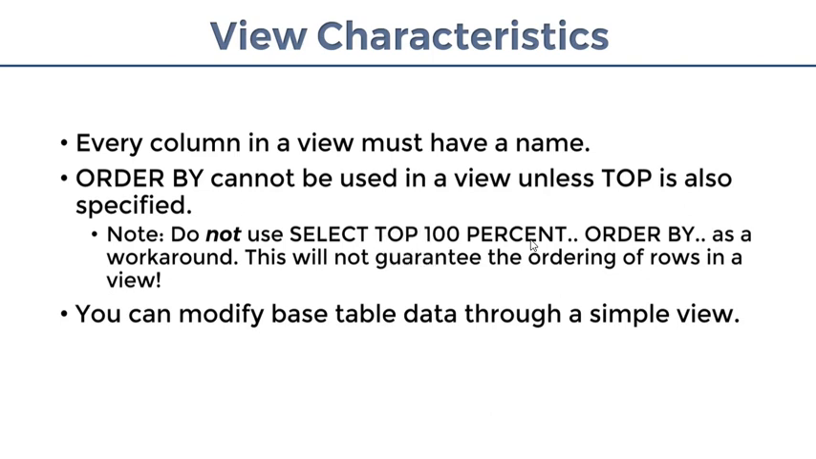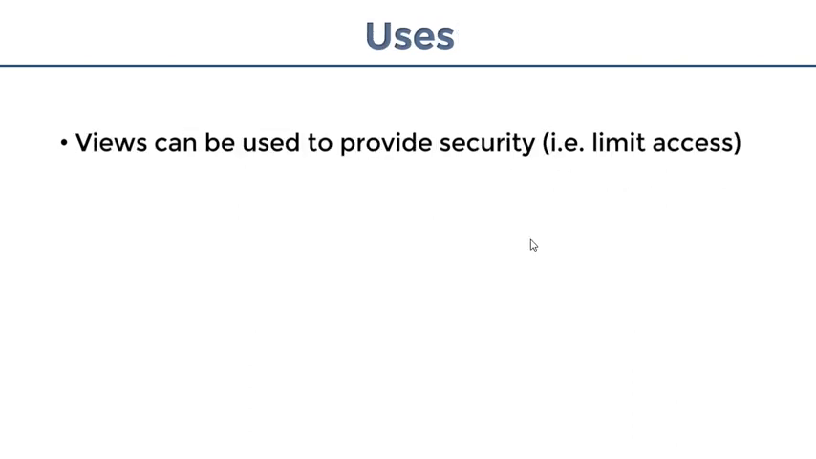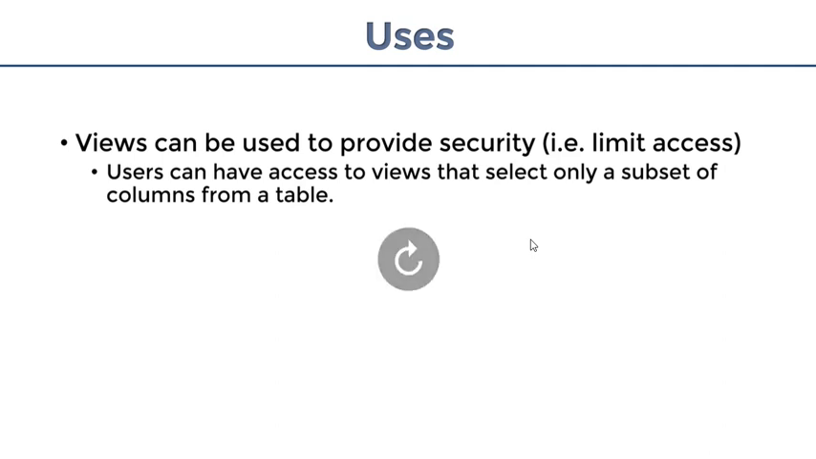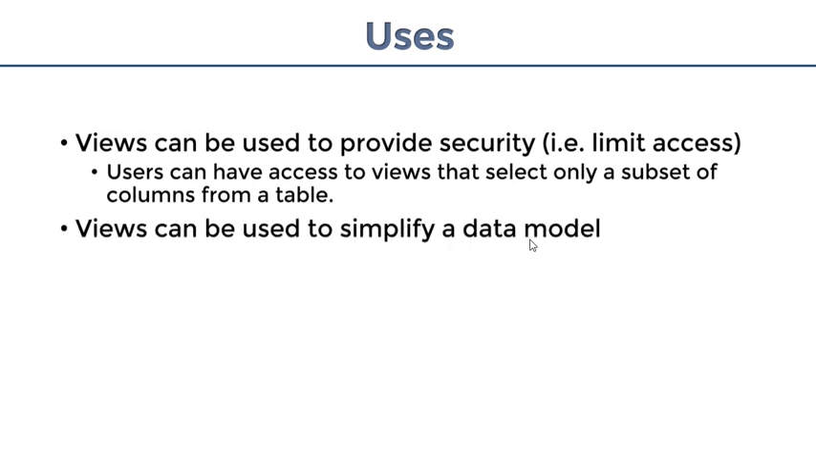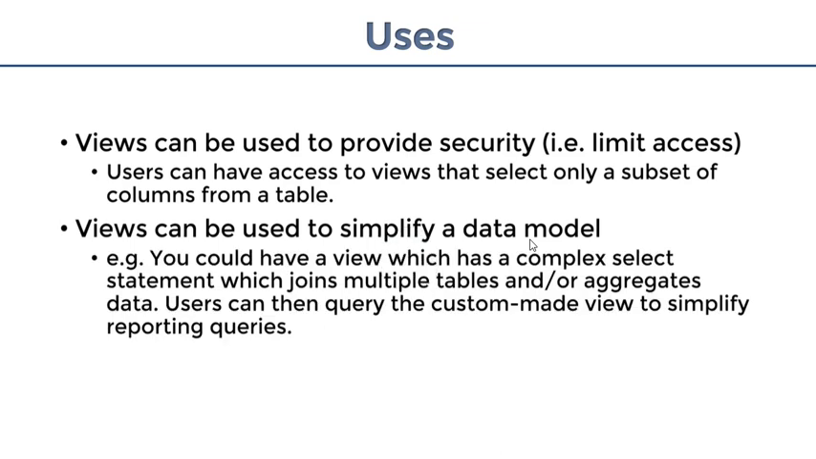Let's take a look at when you might use a view. Views can be used to provide security and limit access. A user can have access to views that select only a subset of columns from a table. Views can be used to simplify a data model. You could have a view with a complex select statement which joins multiple tables and aggregates data. You can take required columns from different tables and combine them. You can hide this complexity from the end user, and users can then query the custom-made view to simplify their reporting queries.